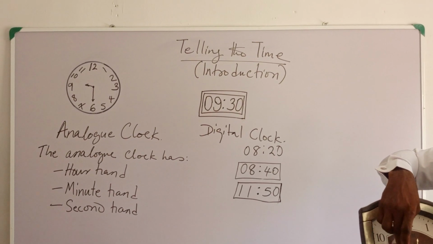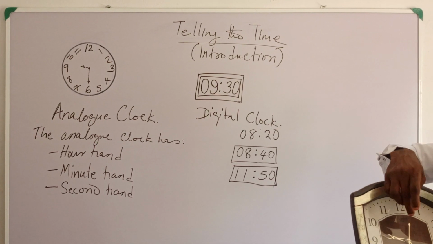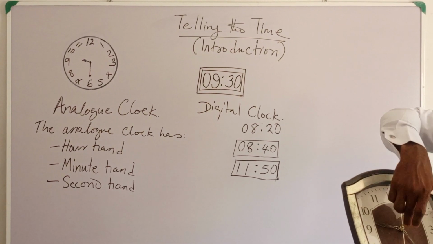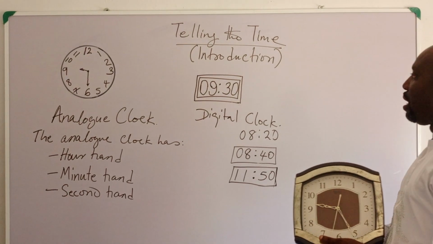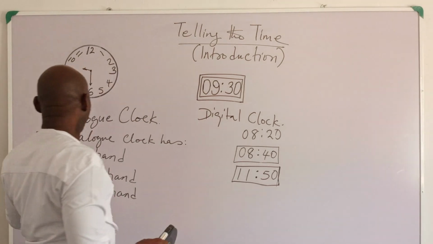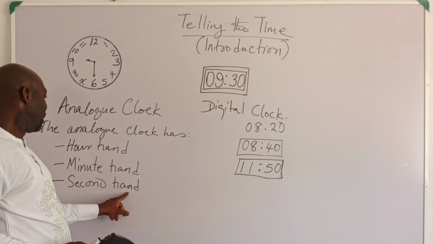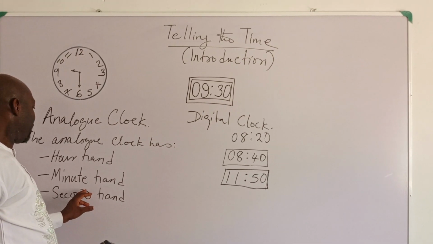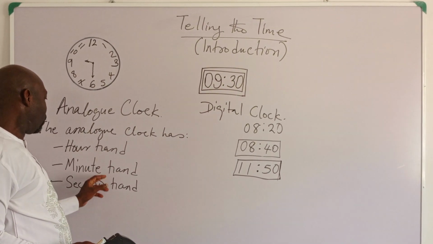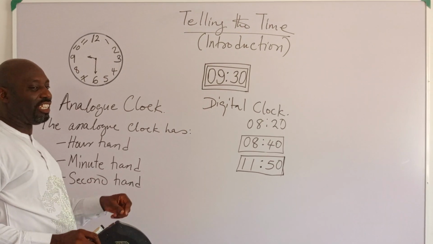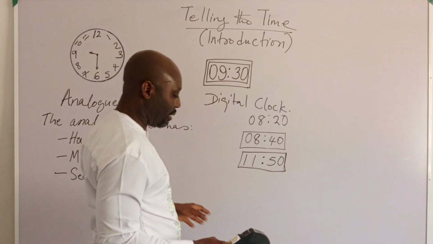The short thick hand is called the hour hand, and the long thick hand is called what? The minute hand. We have it on the board: your hour hand, your minute hand, and your second hand. This second is not seconds. It's second. You can see these ones, they are all without S. So it's not like your seconds hand. No, it's second hand.